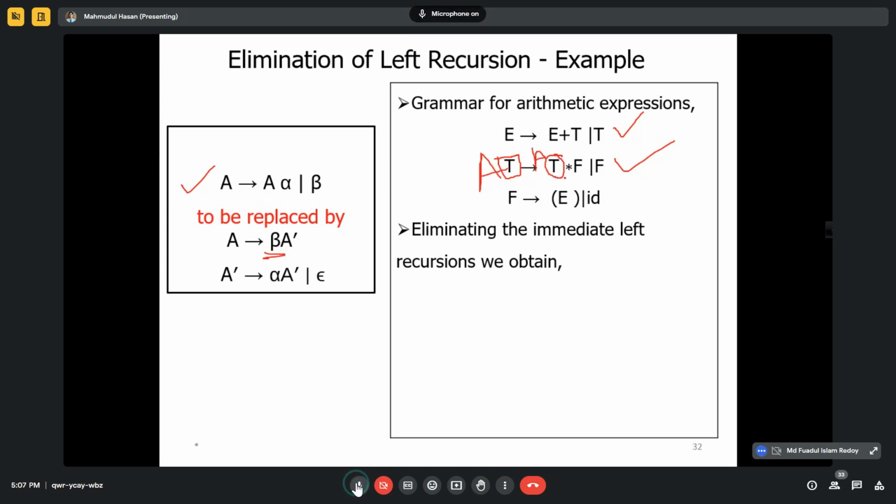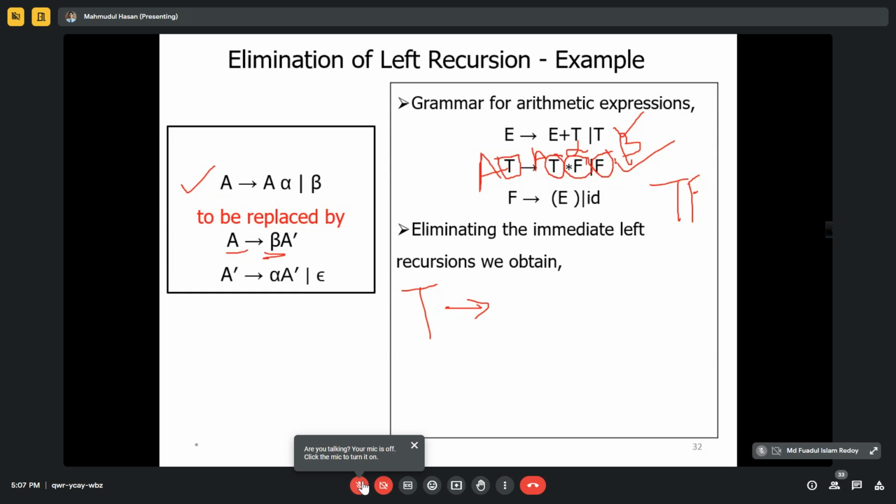That means anything with A, that is actually alpha. That means into F, that is the alpha. And F, this one is beta, because here T is not present. Suppose TF, that is not beta. Okay, everyone? Yes, sir. So then it is very easy. Try to apply the formula A to beta A dash, and A is actually T. Then beta means F. Then A dash, that is T dash. Okay, everyone? Yes, sir.